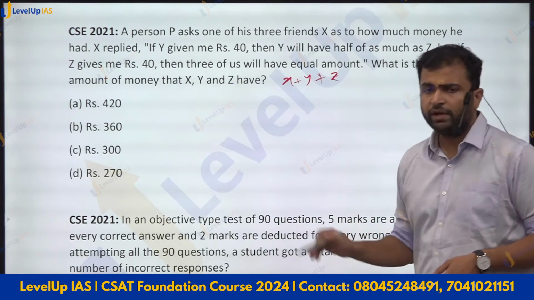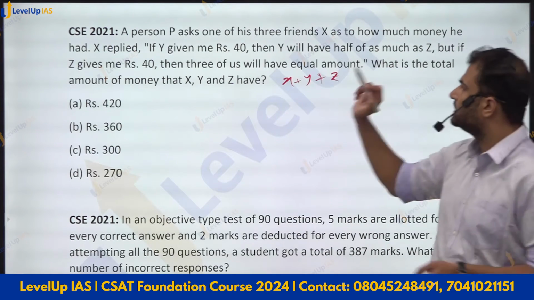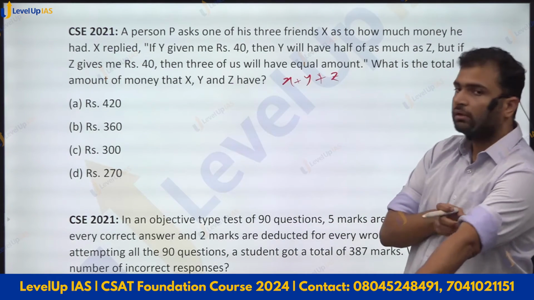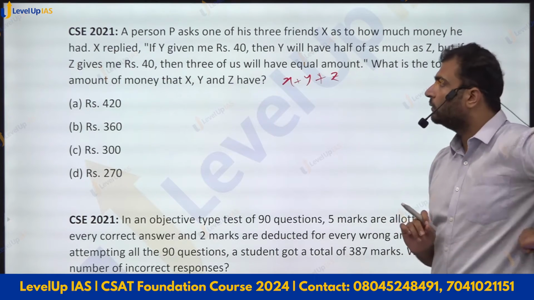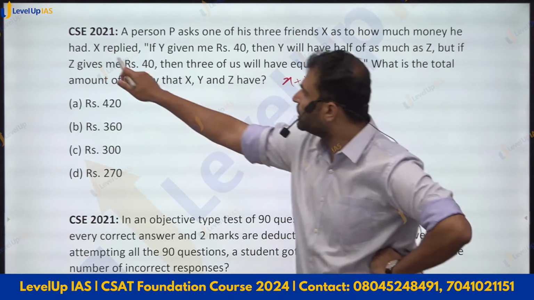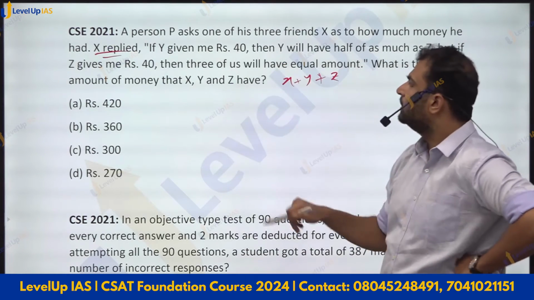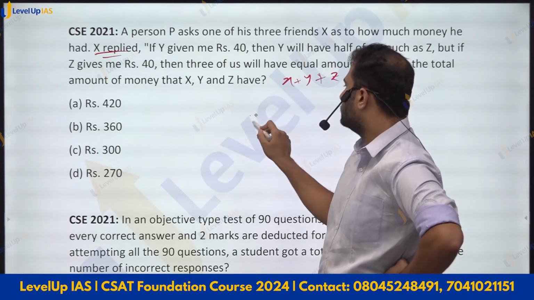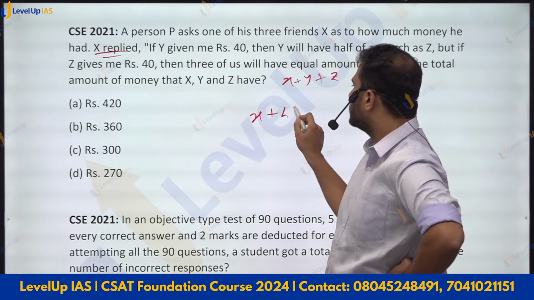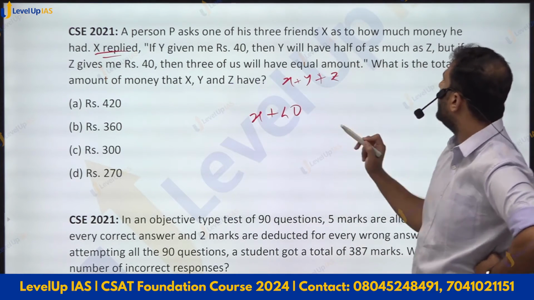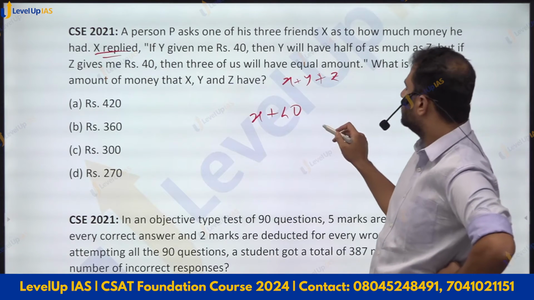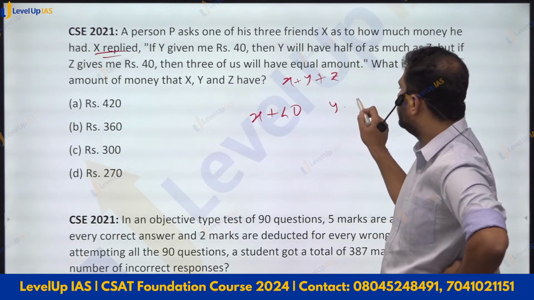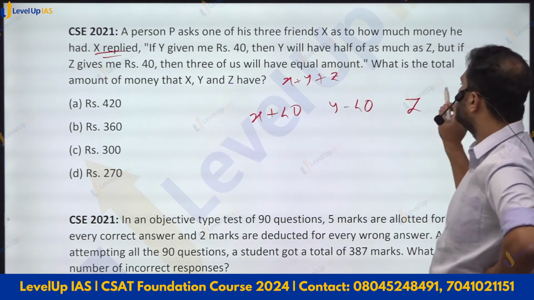Fine. If X has X rupees, Y has Y rupees and Z has Z rupees, let us see how we can write down the equations. X is replying here. X is saying if Y gives me 40, so X will have X plus 40, then Y will have half as much as Z. And Y will have Y minus 40. Z is not involved in this transaction.